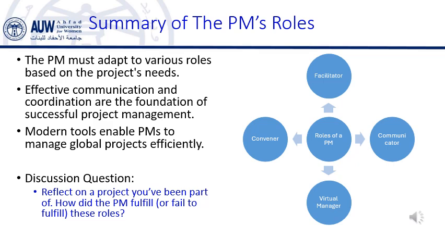4. The PM as a convener and chair of meetings. As the convener and chair, the project manager organizes and leads meetings. The PM is responsible for setting the agenda, inviting the right people, keeping the meeting on track, and ensuring that the discussion is productive. At the end of the meeting, the PM must summarize the decisions made and assign actions to the team.